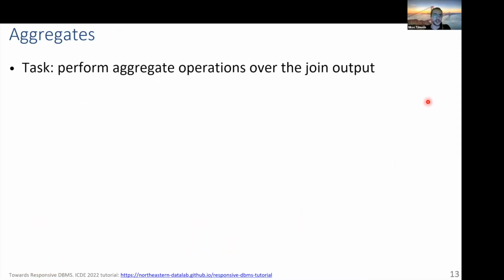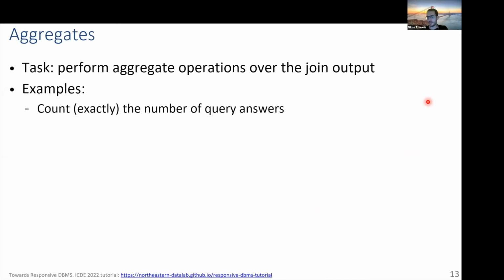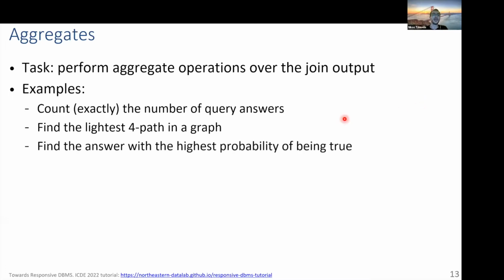Now, the first task that we are interested in is to perform some aggregate operation over the output of the join. Some examples of that are to count, as we said before, how many answers the query has, or if we have a graph, to find a graph pattern that has the lowest weight, let's say a 4-path in a graph, or if we imagine that every input tuple has some probability of being true, to find the answer with the highest probability.